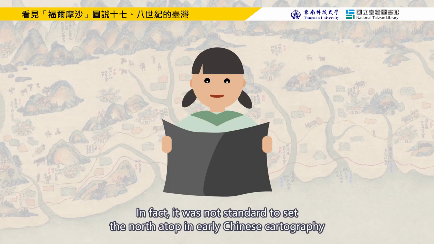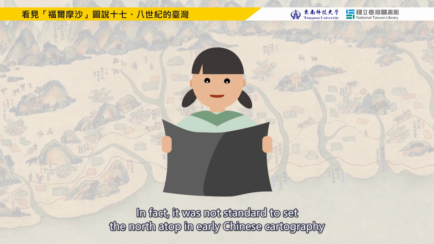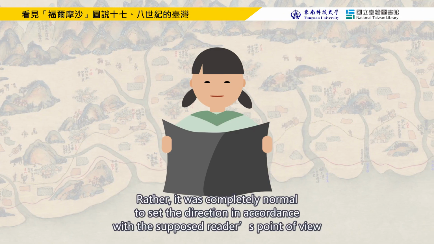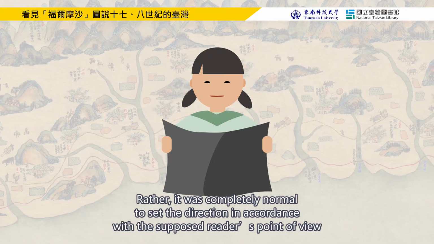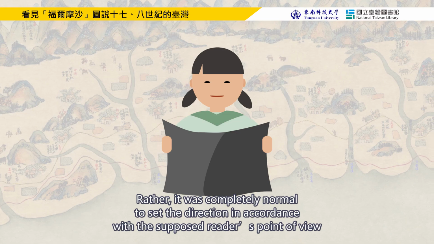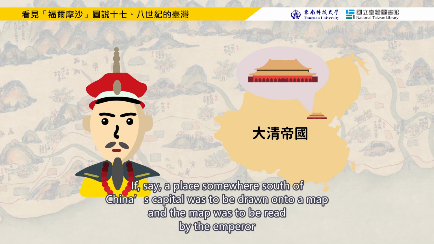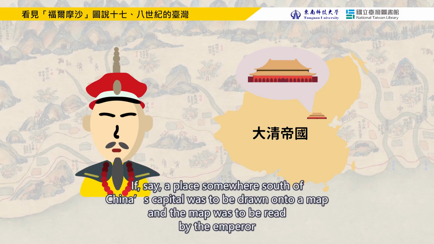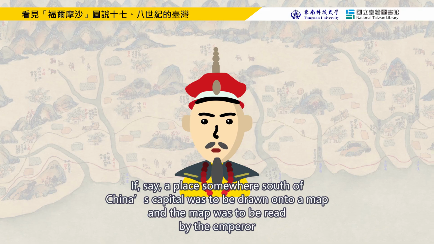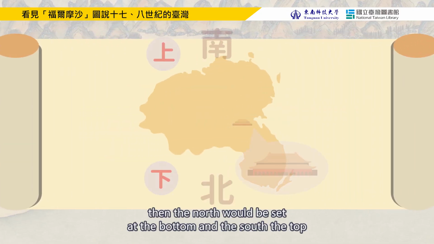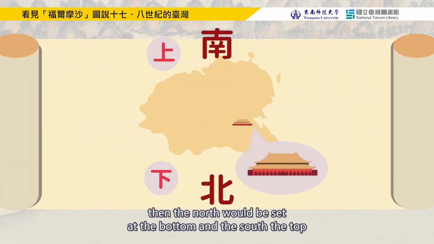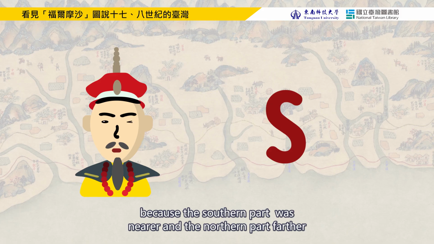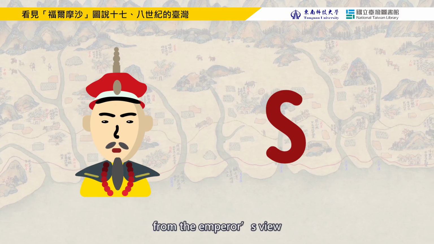In fact, it was not standard to set the north atop in early Chinese cartography. Rather, it was completely normal to set the direction in accordance with the supposed reader's point of view. If, say, a place somewhere south of China's capital was to be drawn onto a map, and the map was to be read by the emperor who was in the capital, then the north would be set at the bottom and the south the top, because the southern part was nearer and the northern part farther from the emperor's view.